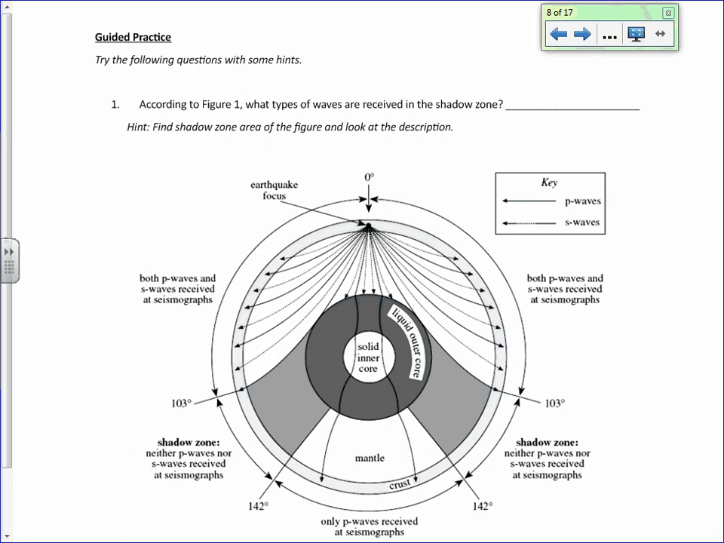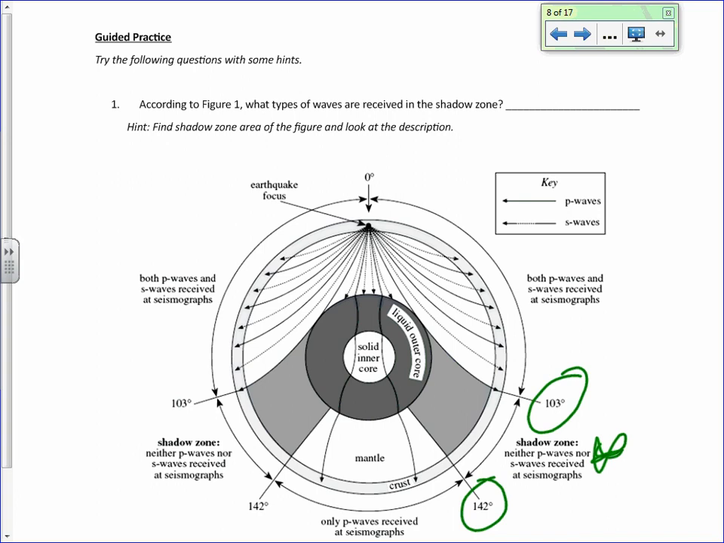According to figure 1, what types of waves are received in the shadow zone? Somebody point out for us where we see the shadow zone. Between what 2 degrees? Between 103 and 142. Good. Between 103 and 142, it's labeled right here. It's called the shadow zone. And what does it say about the shadow zone? Neither P waves nor S waves are received at the seismograph. Good. So this doesn't get either type.